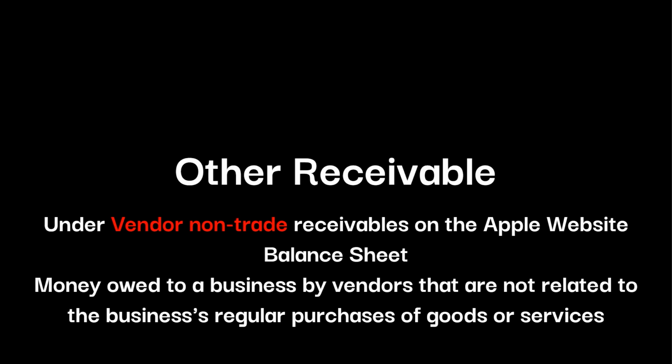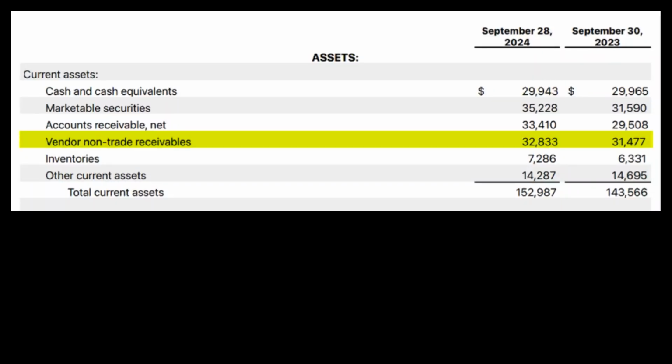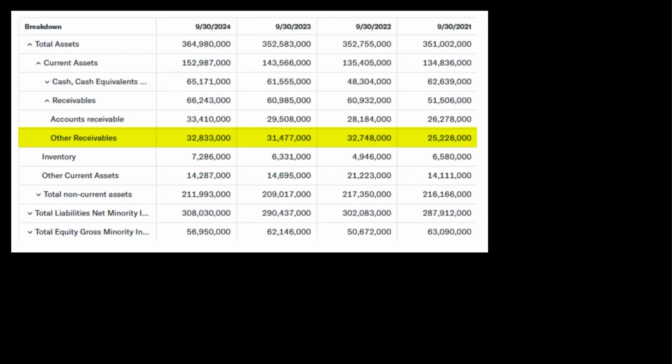All right, so other receivables. Under the Apple statement, it's vendor non-trade receivables. This is money owed to a business by vendors that are not related to the business's regular purchase of goods or services. And again, if you want to search vendor non-trade, go through the 10K or 10Q and find out a little bit more information. So you can see over here, vendor non-trade receivables is below accounts receivable. We have 32,833. And then you can see, again, it is over here in this receivables section, right? You sum up accounts receivable and other receivables, and that's where you get this 66,243 figure.